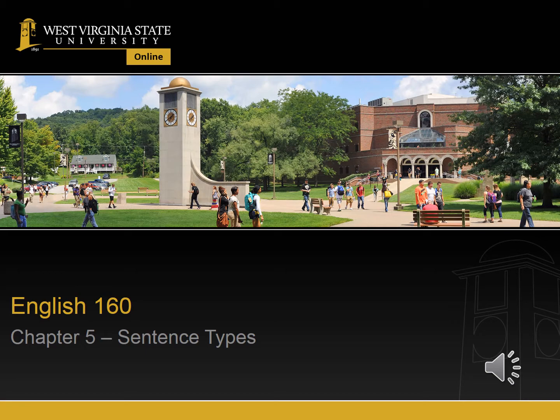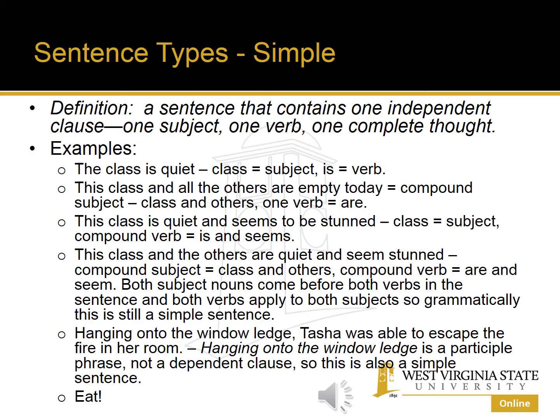So, we've already looked briefly at sentence types when we were introduced to the basics of sentence types in our discussion of clauses. So, in this lecture, we're going to go into a little bit more detail about the four types of sentences in the English language: the simple sentence, the compound sentence, the complex sentence, and the compound complex sentence. All right, let's start with the first type of sentence, the simple sentence.